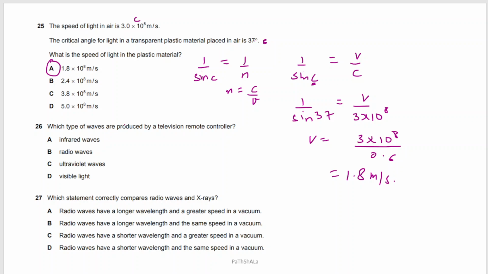Question number 26. Which types of waves are produced by a television remote controller? So it's infrared waves. 27. Which statement correctly compares radio waves and X-rays? So radio waves have longer wavelength.